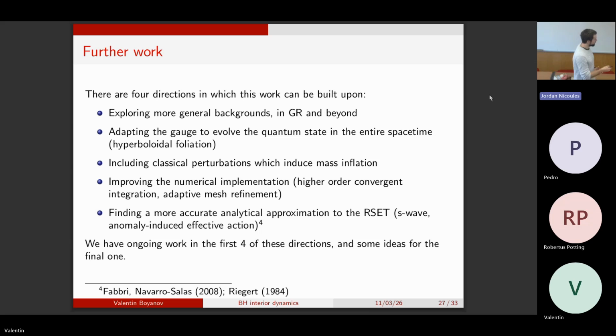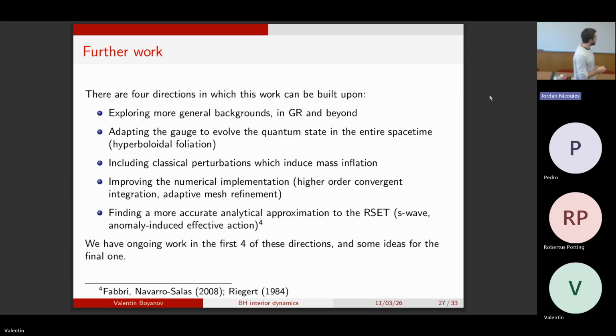And also including classical perturbations, which induce mass inflation and would also potentially induce some instability of the anti-trapped region that appears. And improving our numerical implementation, so getting a higher order convergent code and also with adaptive mesh refinement, because we have some problems of some very large gradients that appear in some regions of the evolution.